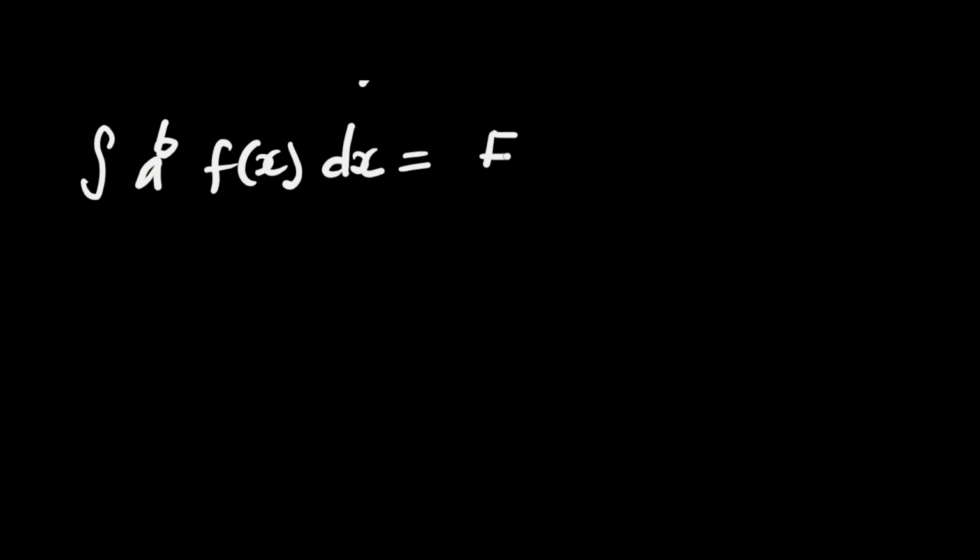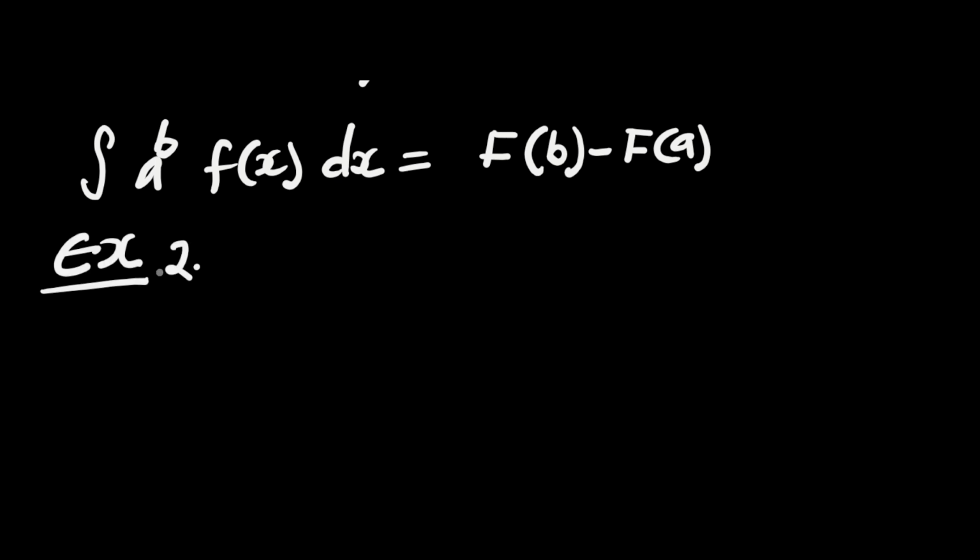Let's look at the second part. The second part helps us compute definite integrals easily. The integral from a to b of f of x dx is equal to F of b minus F of a, where capital F of x is any antiderivative of f of x. This means to evaluate an integral, we just find the antiderivative and plug in the limits. Example 2. Let's apply the formula.